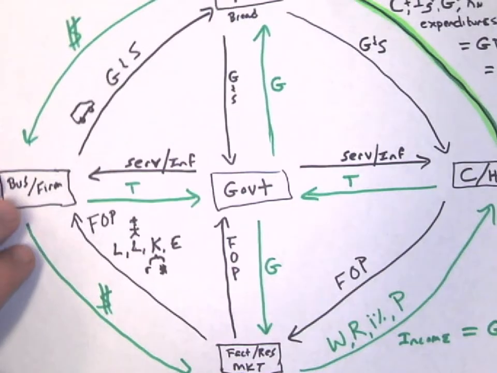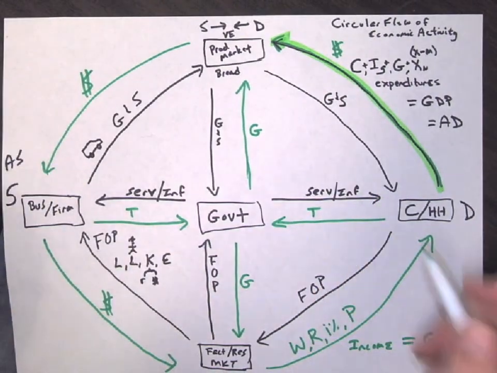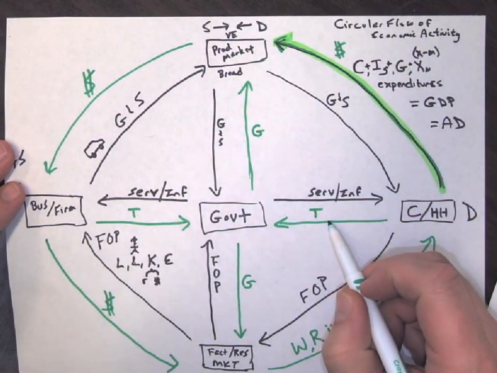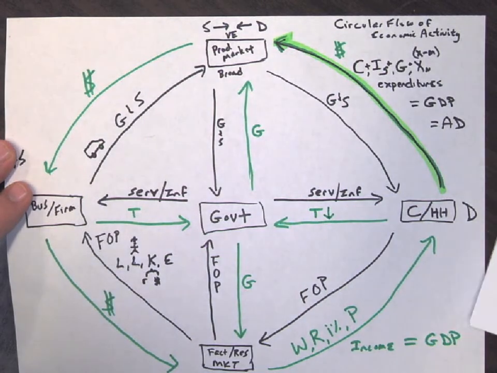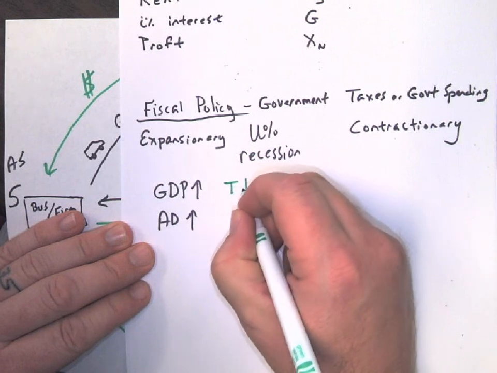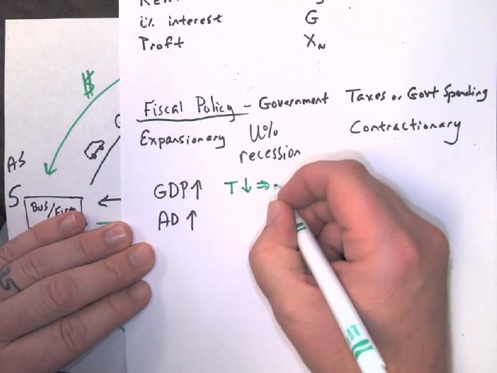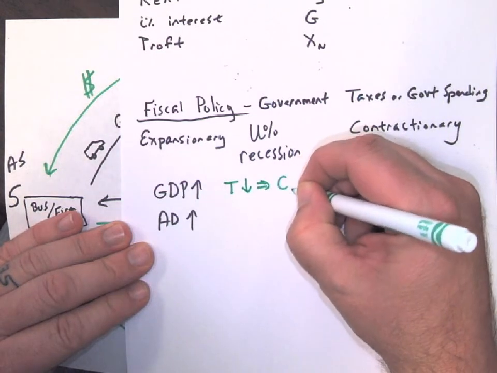So in the circular flow model, if we want money to increase its circulation, the government would want to decrease your taxes. So if we decrease taxes, say your taxes are lowered, that's going to make your paycheck bigger, isn't it? So if your paycheck is bigger, your consumption would increase.